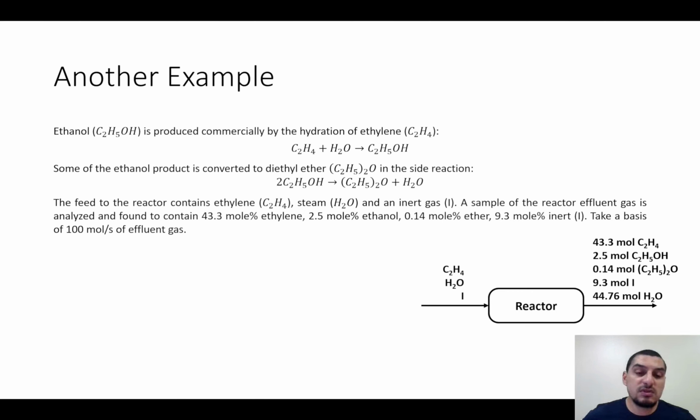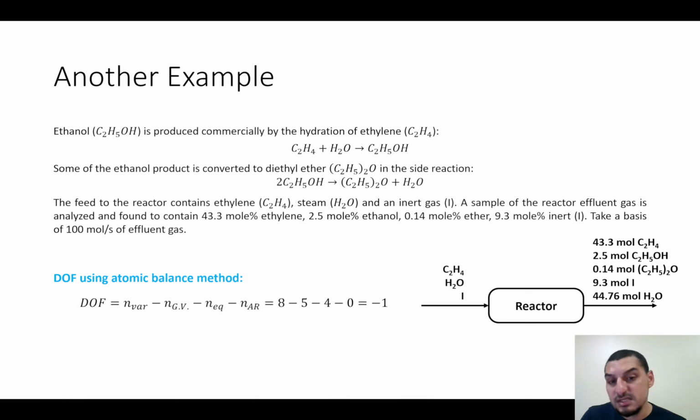So if we do the degrees of freedom analysis using the 2 methods, we would see also a similar thing. If you do it using the atomic balance method, we have 1, 2, 3, 4, 5, 6, 7, 8 variables. We know 5 variables, and we have carbon, hydrogen, oxygen, inerts. So we have 4 balance equations, no additional relations. So degrees of freedom is -1, which means that we have one extra information. So if I get rid of one of these information, I can solve the system because it's an extra information.